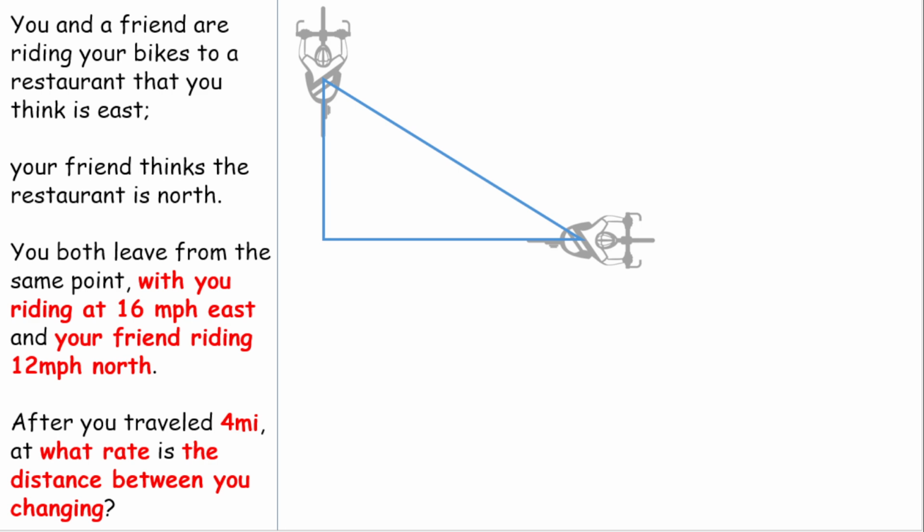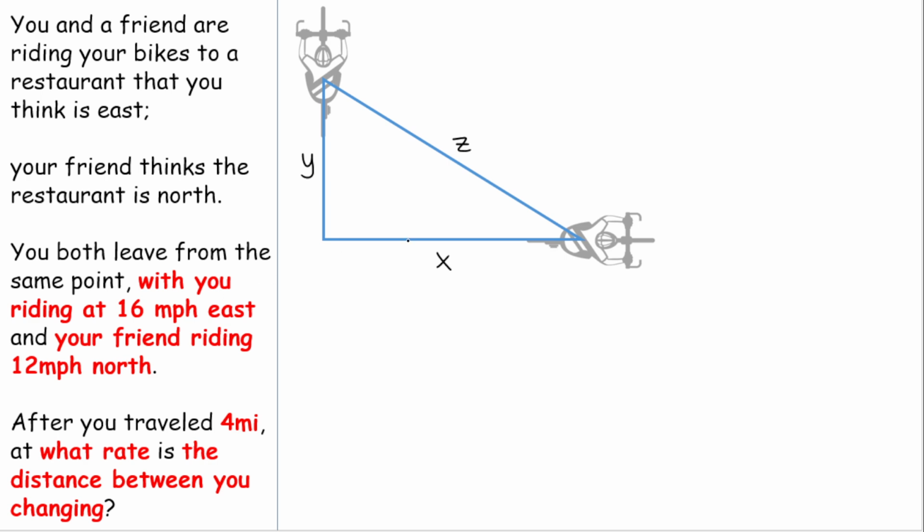Okay, so this is me riding a bicycle thinking the restaurant is east, and let's name this distance here as x. And my friend here travels north instead of east. What a stupid friend he is. So we name this distance y. And the distance between me and my friend, that will be z, like this.